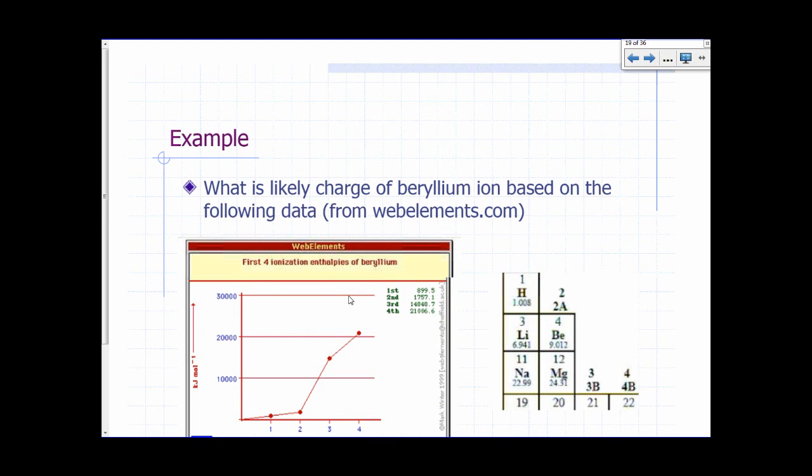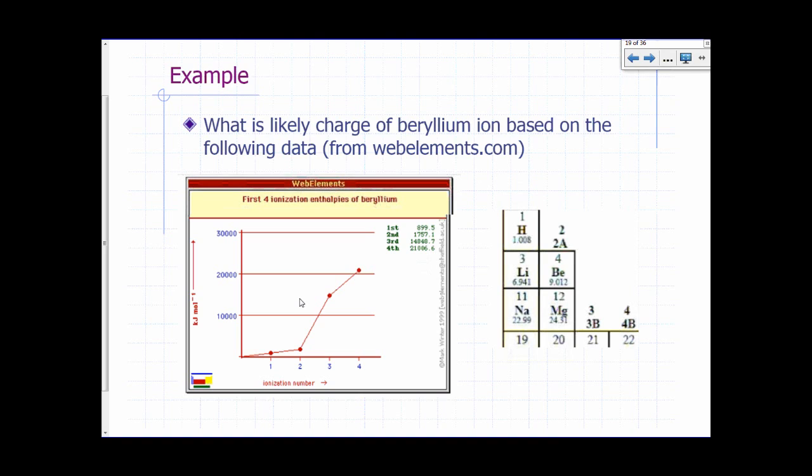Here's data from webelements.com for beryllium. Here's the first ionization energy of beryllium, and the second ionization energy. Between the first and the second, you're going from 899, so about 900 kilojoules per mole, to 1757, so about 1800. So it gets twice as hard to remove the second electron. It always gets harder to remove the second electron because the remaining electrons will have 1 less electron shielding them from the nucleus. So they'll feel a much stronger pull from the nucleus. It's always going to get harder.